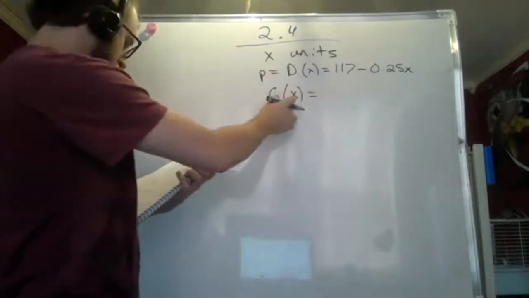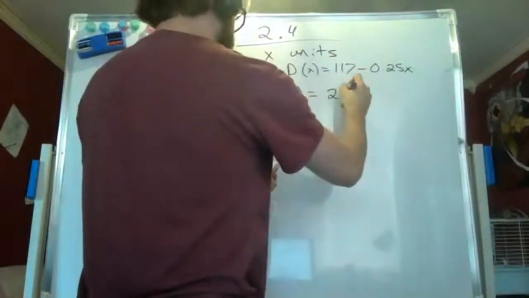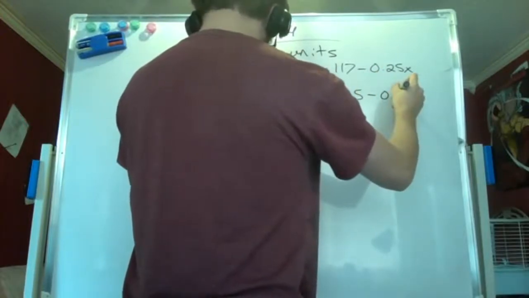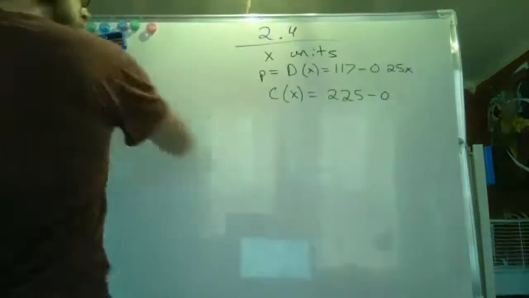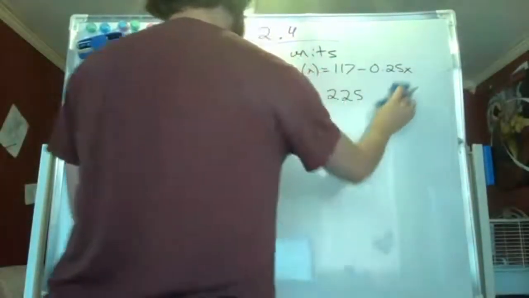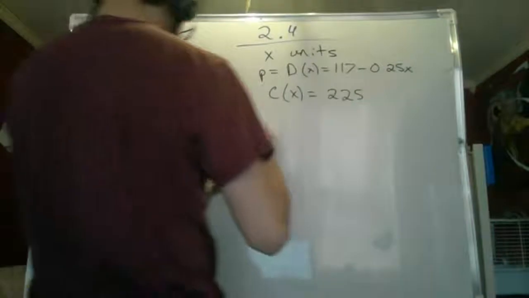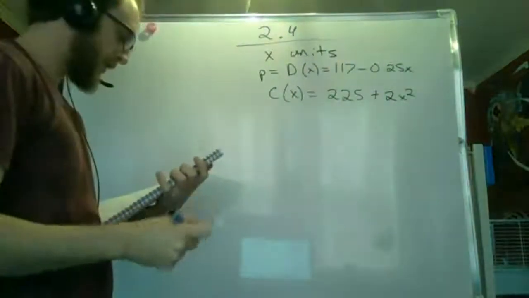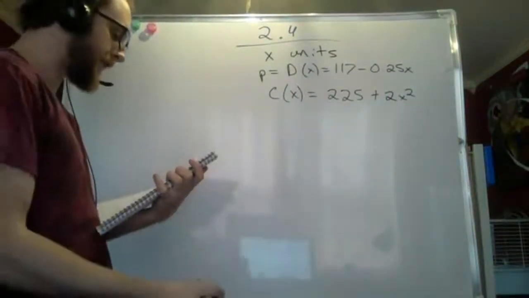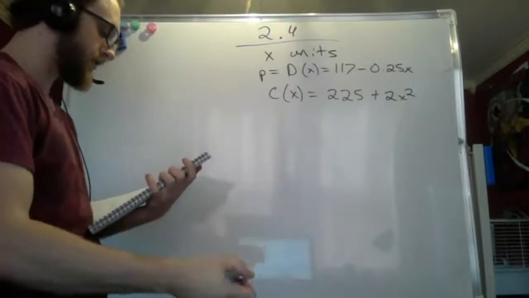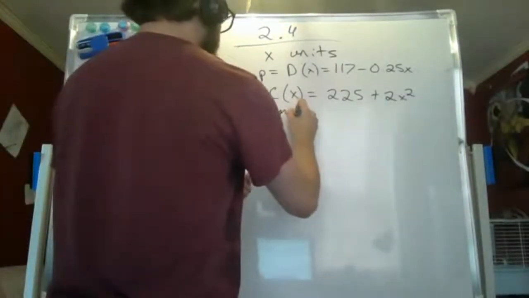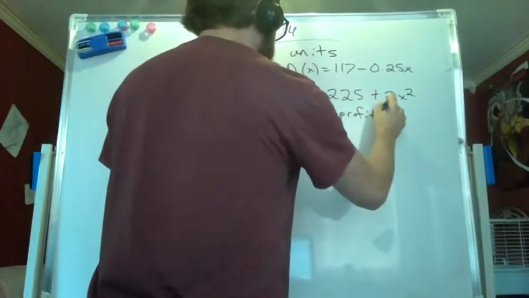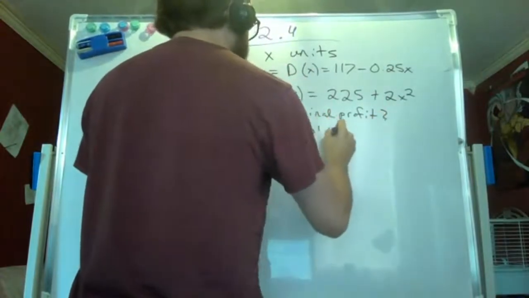So they give us here that C of X is equal to 225 plus 2x squared. Determine the marginal profit for selling 16 units. So again, what is marginal profit? Well, that is going to be P prime of X.